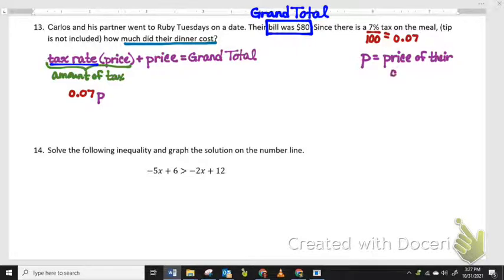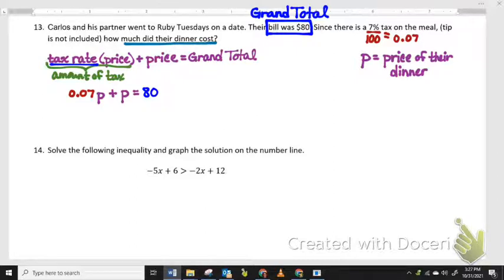We could let it be X. There's nothing wrong with that. If you're more comfortable using X, you're more than welcome to do that. I'm just using P because I already wrote price up there. All right, so 0.07P plus, and then we have price again. I don't know what the price is, so I need to substitute in P, equals the grand total. That part we do know. We have an 80. And now I have to try to figure it out from here.